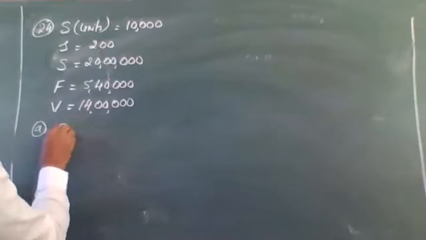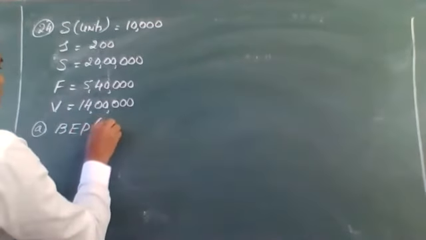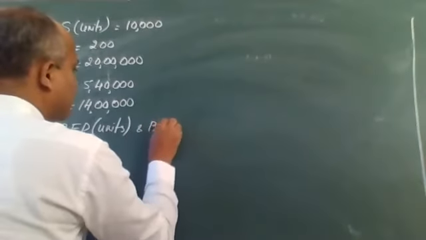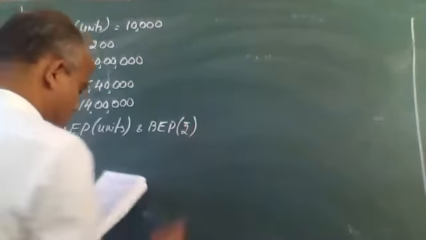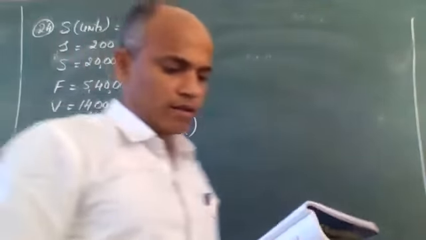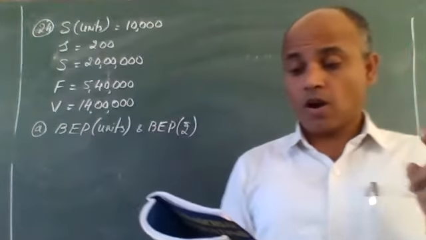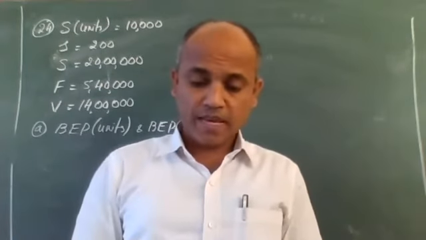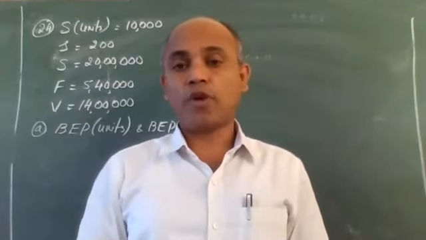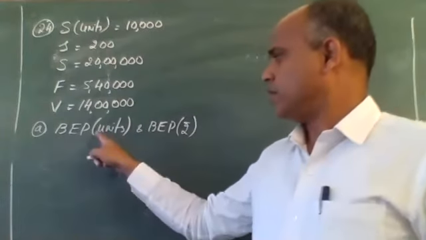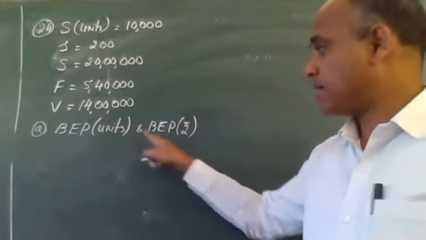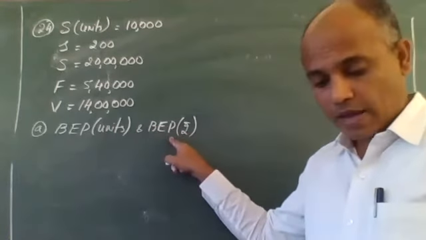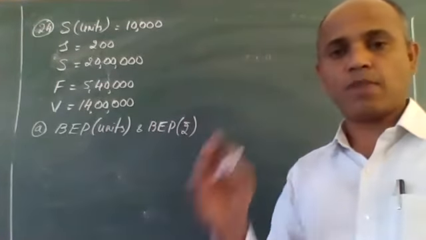So he wants you to find out break-even point in units and break-even point in rupees. Show your calculations and use the contribution margin ratio to find out the rupee break-even point. That means he didn't say anything about break-even units, but for rupee break-even, meaning break-even value, he's asking you to use the contribution margin ratio.